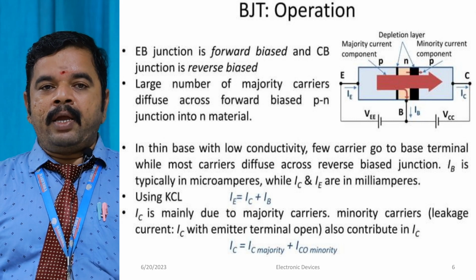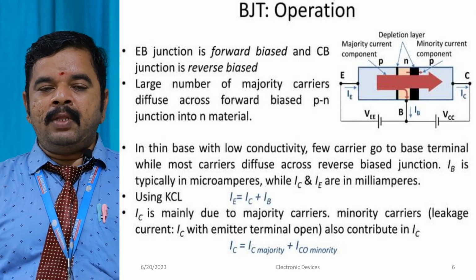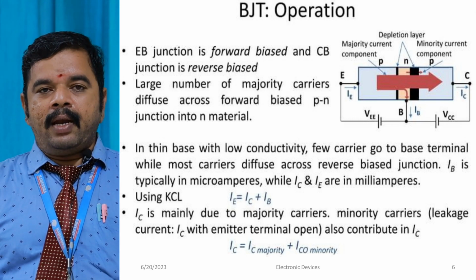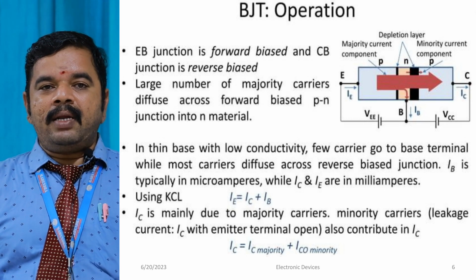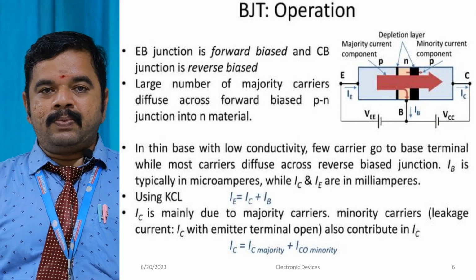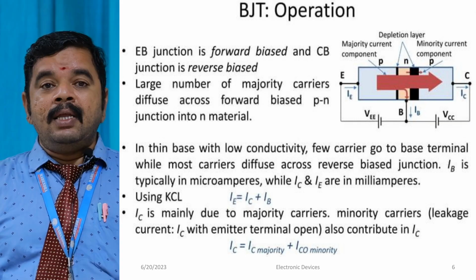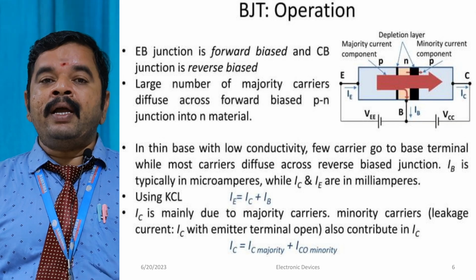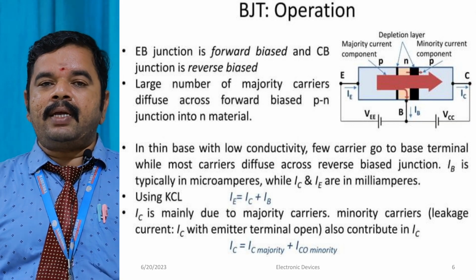So from this, what I have to conclude is the emitter base junction will be forward biased, and the collector base junction will be reverse biased. From the emitter to the collector via the base, the majority carriers flow from the emitter to the collector. Under the forward bias, the majority carriers will be flowing. Under the reverse bias, even though the majority carriers will be absent, the minority carrier current will take place.